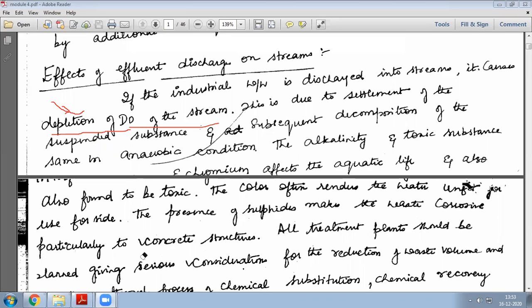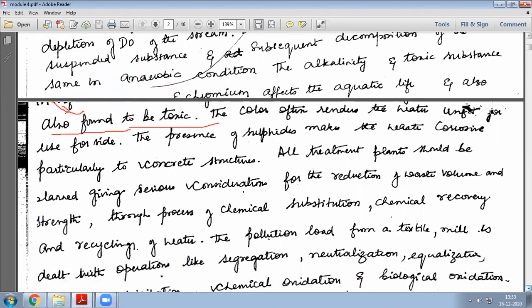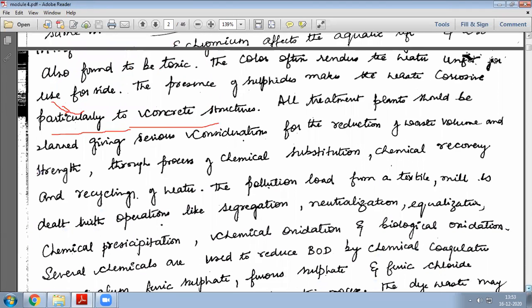All treatment plants should be clean, giving serious consideration to the reduction of waste volume, and wait, I will zoom in, and chemical recovery and recycling of the waste pollution load from the toxic mill, to deal with operations like segregation and neutralization. Those things you will learn in this module. Whatever I'm telling now, chemical substitution, chemical recovery, volume reduction, strength reduction, and all they have mentioned in the introduction part, you will be learning more about with this module.